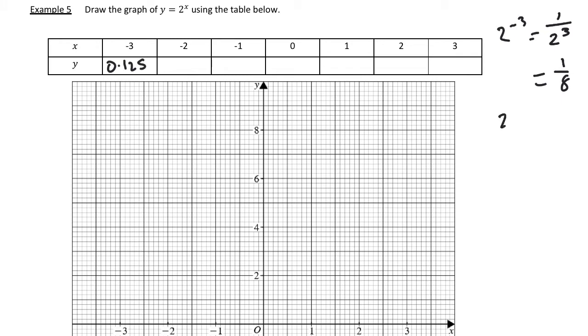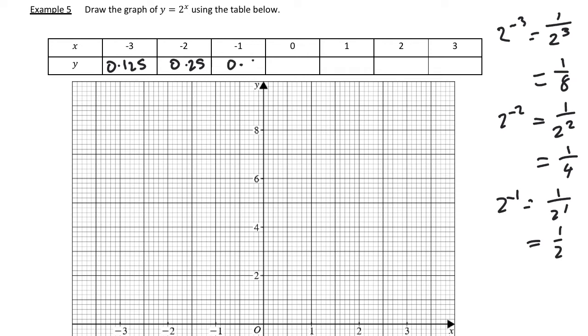2 to the minus 2 is 1 over 2 squared, which is 1 over 4, which is 0.25. 2 to the minus 1 is 1 over 2 to the 1, which is 1 over 2, so that's 0.5. 2 to the 0, well, anything to the power of 0 is 1. 2 to the power of 1 is just 2. 2 to the power of 2 is 2 squared, so that's 4. And then 2 to the power of 3 is 2 cubed, so it's 8.